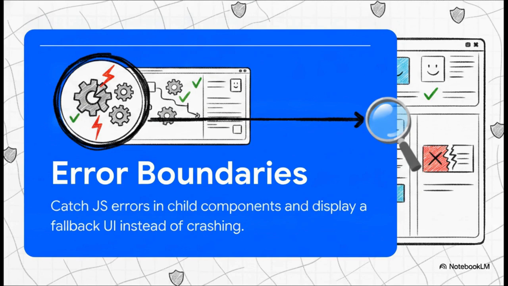Imagine an error boundary as a quarantine zone. If a random widget on your sidebar breaks, the error boundary contains the crash strictly to that one specific widget, showing a polite, "oops, something went wrong" message. Meanwhile, the rest of your application just keeps running perfectly fine. It literally prevents one broken component from sinking the entire ship.